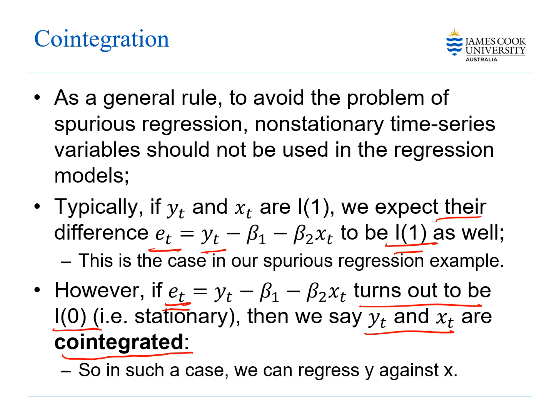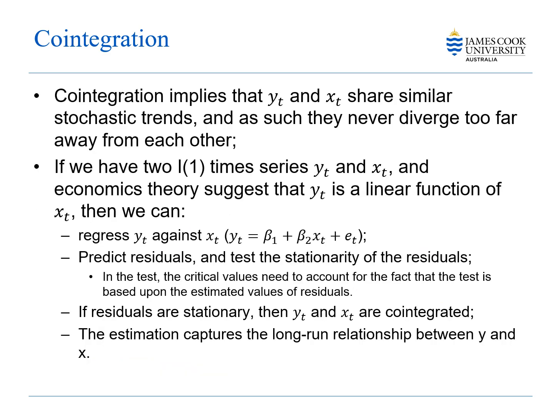So we have the possibility that two I(1) time series can be co-integrated. That means a linear combination of them becomes I(0). Co-integration implies that yt and xt share a similar stochastic trend, and as such, they never diverge too far away from each other.